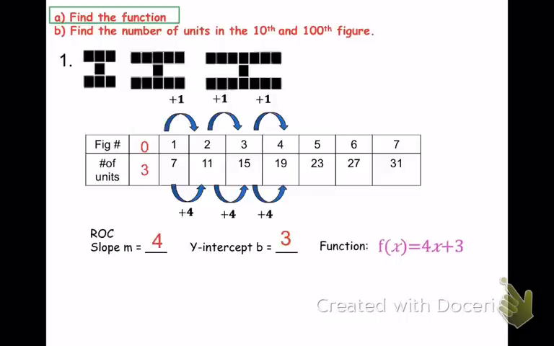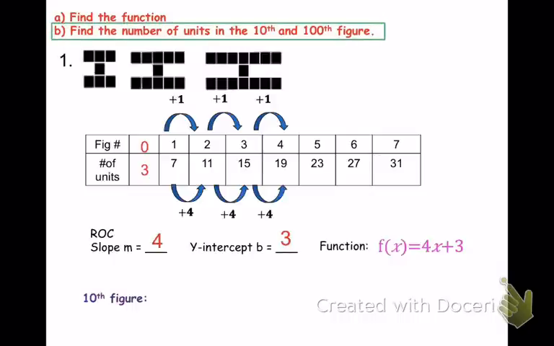Remember, the rate of change, or our growth value, always has the variable because that's the number that repeats, which means we multiply by 4. So let's find the 10th figure and the 100th figure. We're going to use our function and plug in the number 10. X equals 10, so f of 10 is 4 times 10 plus 3, which gives us 43, because 40 plus 3 is 43.